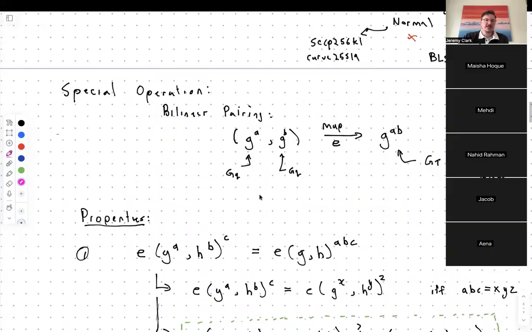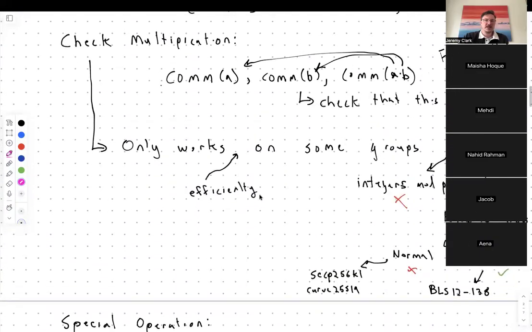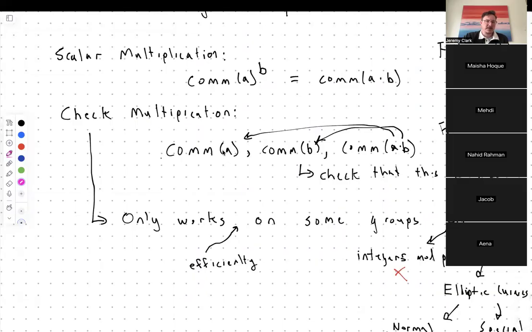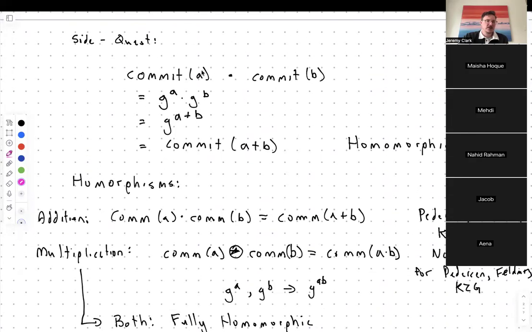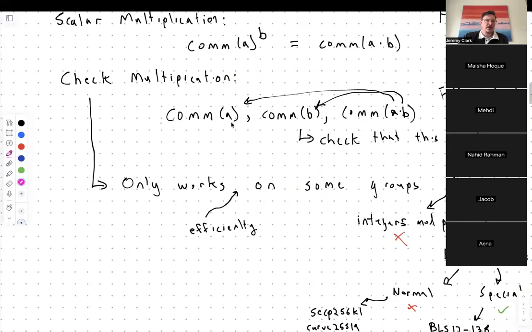The only detail that really matters is that if I give you a commitment to A and a commitment to B, and I assert that this is a commitment to A times B, you can check whether that's true or not. But I have to give it to you; you can't compute it for yourself. That's the difference with addition. With addition, even if I don't tell you what A plus B is, you can compute it yourself. Here I will tell you what A times B is, and then you can check that multiplication was done correctly. The way that you check it is you use this pairing.